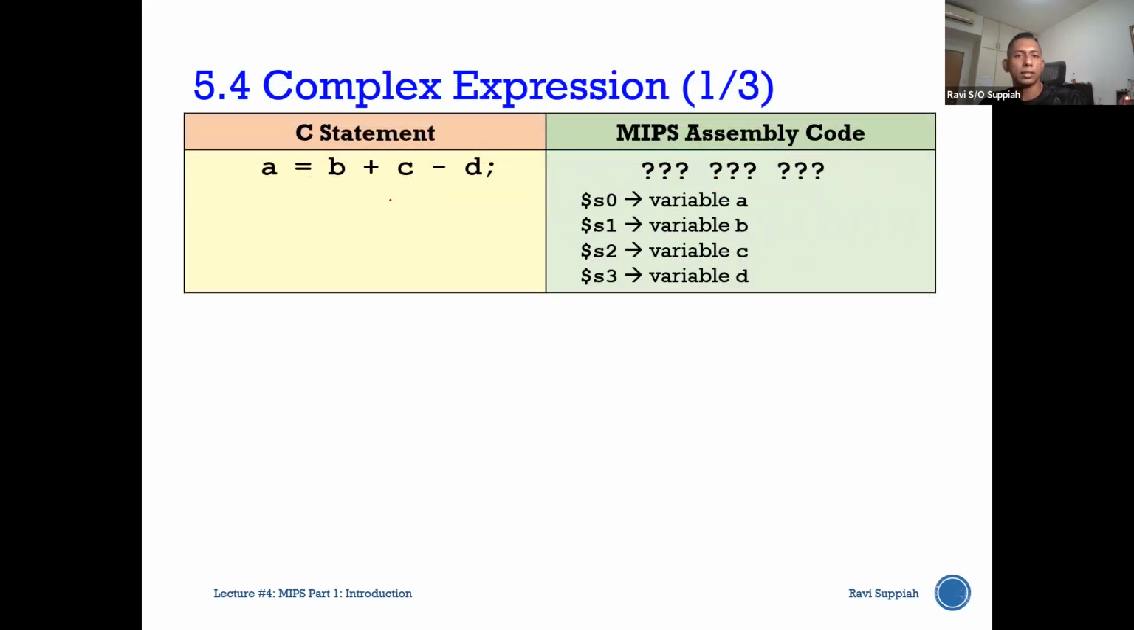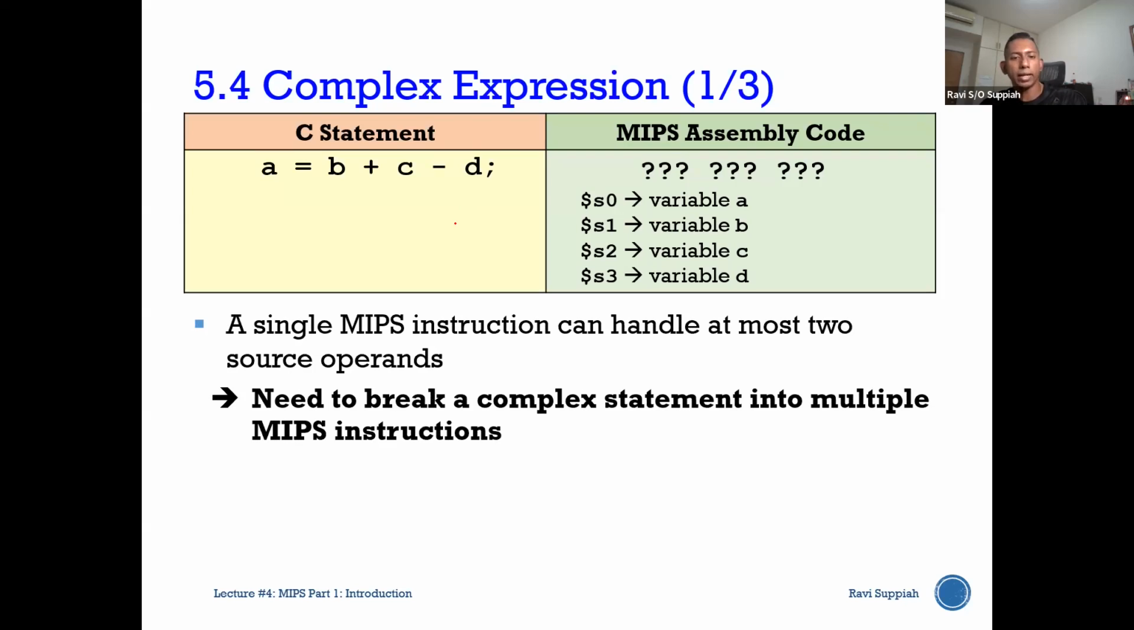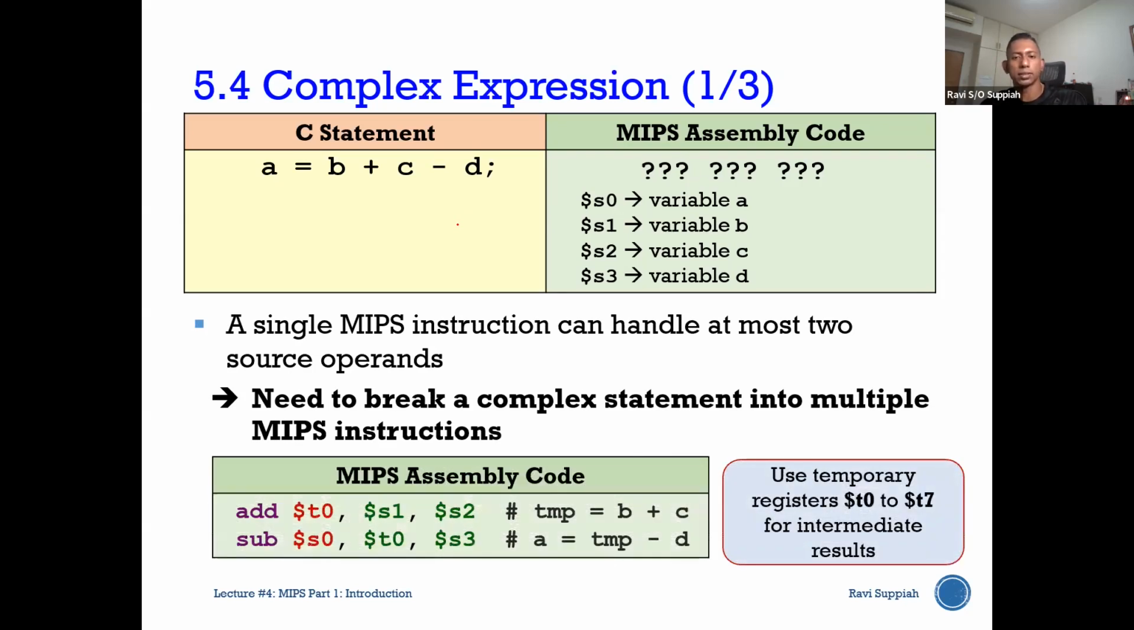Okay, so this is again the question just now. All right, what if I want to do more complex stuff? Okay, B plus C minus D. Okay, so there is no instruction to do this. All right, so you need to break it down into multiple instructions.